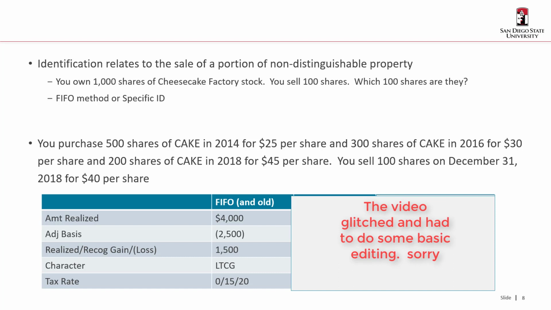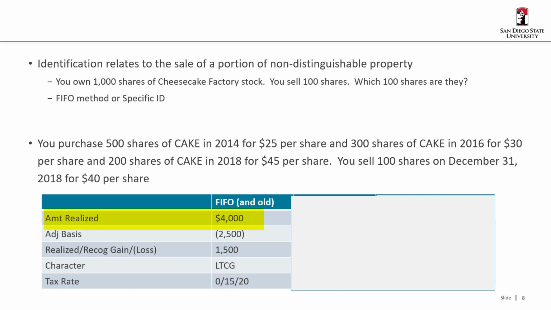So the amount realized is $4,000. That's the 100 shares times $40 a share. The adjusted basis is $25 a share times the same 100 shares sold, or $2,500. This results in a realized and recognized gain of $1,500. Because the shares were bought back in 2014, the character of the gain is a long-term capital gain, which means that the tax rate that would apply is 0, 15, or 20%.